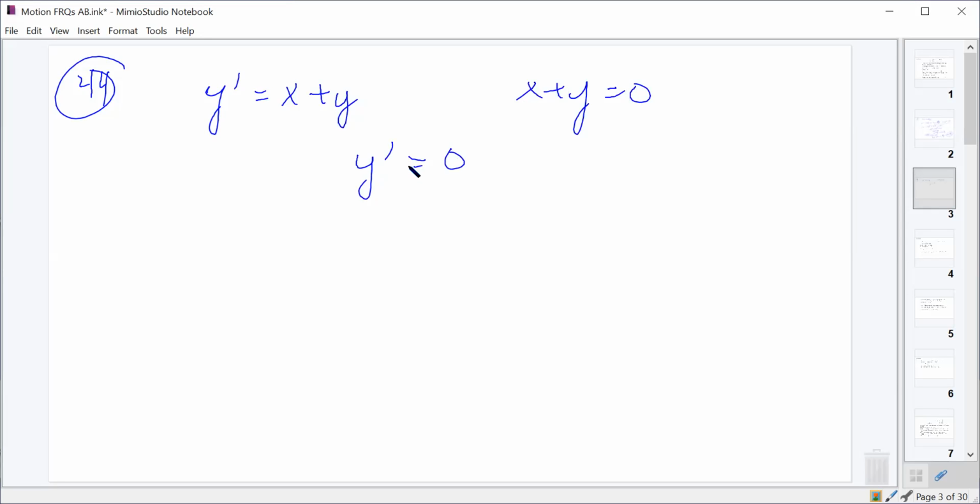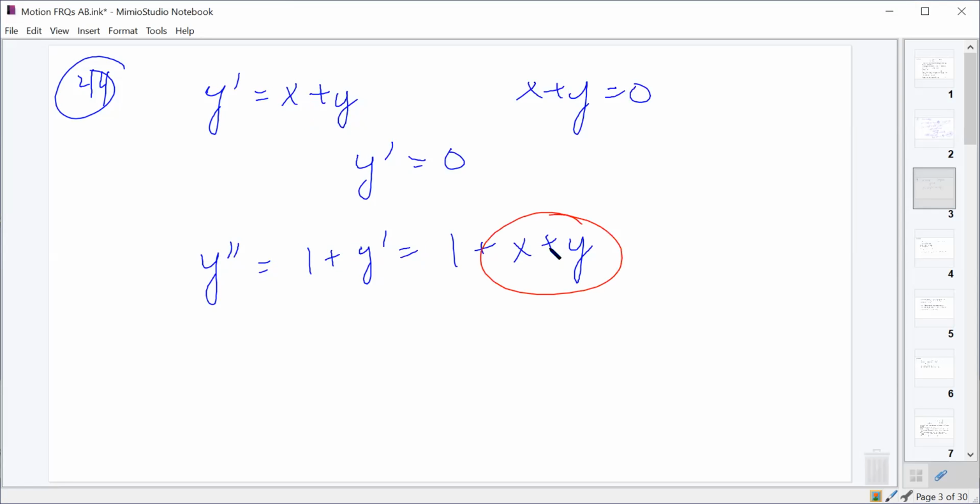So it looks like that's either going to be choice B or choice C. And so then we've got to go and figure out whether it's a local max or a local min. And we can use the second derivative test for that. So if we take the second derivative, y double prime should just be 1 plus y prime, or 1 plus x plus y. And we know already that x plus y is equal to 0. So this is just equal to 1.